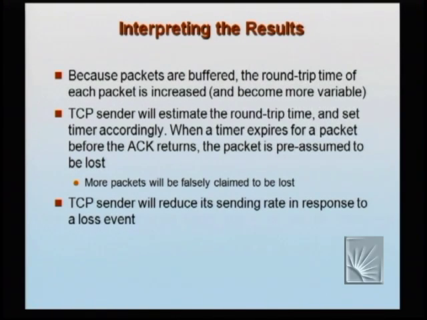And the TCP sender will estimate the round trip time and set some timer accordingly, right? And that timer is important. When the timer expires for a packet before the acknowledgement for that packet returns, TCP will assume that it cannot wait indefinitely. So it will assume the packet is lost in the network. So if a packet is lost, what does TCP do? Retransmission, right? Before that, it needs to reduce the rate to be more conservative.